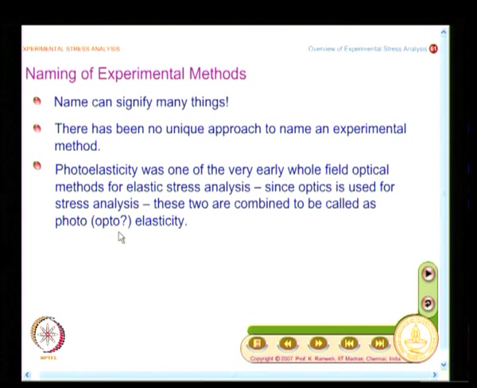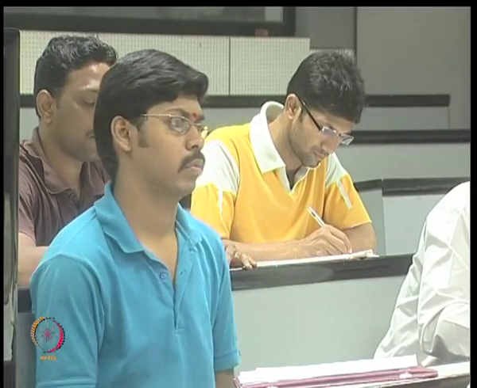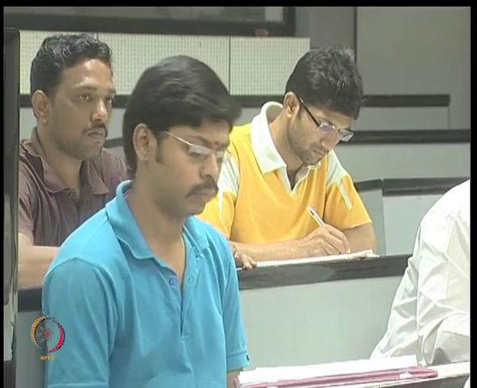There is a school of scientists who feel we have to rename all the techniques, and because we are using optics, why do we not call it optomechanics. So, if you look at photoelasticity, you have just combined the sensor, optics is used as a sensor, and you are analyzing an elastic problem. So, you call it optoelasticity, photoelasticity. So, that is how we have named it.